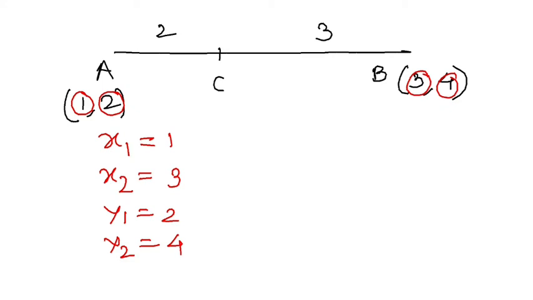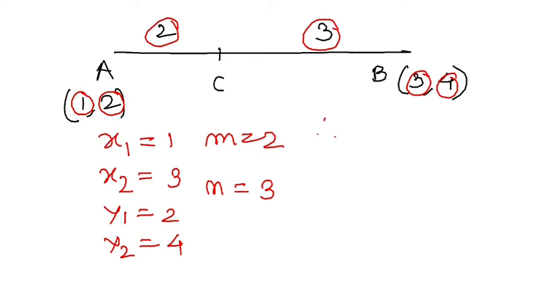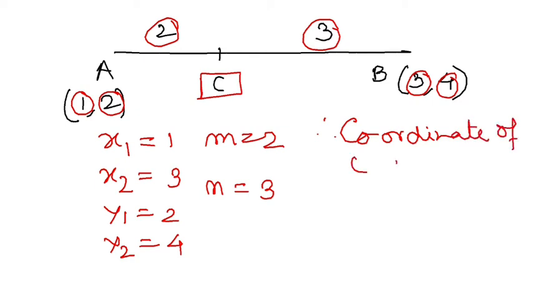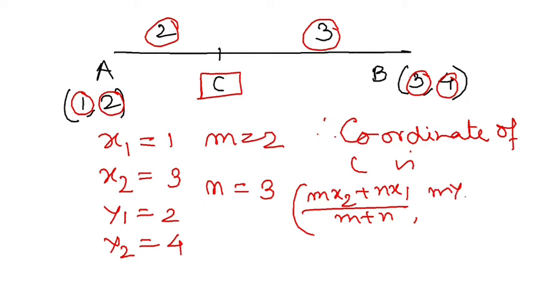Right, and what is my ratio? 2 is to 3. So my m is 2 and my n is 3. So by applying the section formula I can find the coordinates of C. So the coordinates of C are, I am writing the formula again, (mx2 plus nx1) by (m plus n), (my2 plus ny1) by (m plus n).